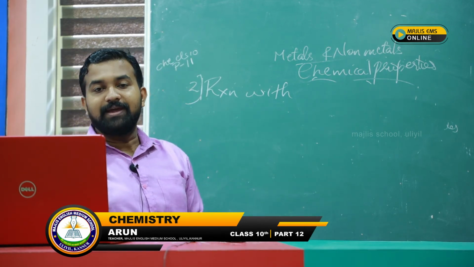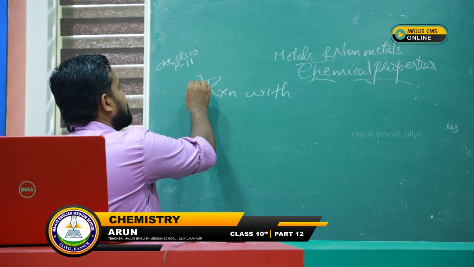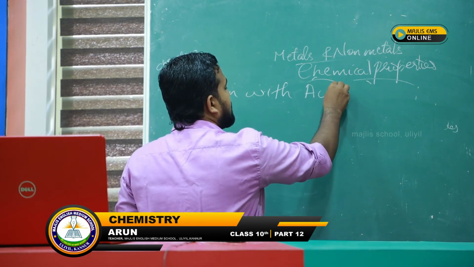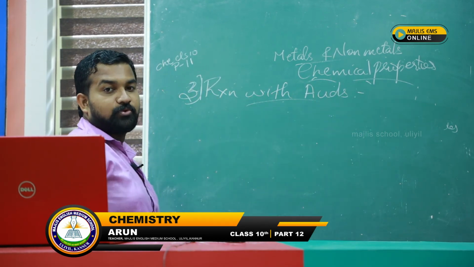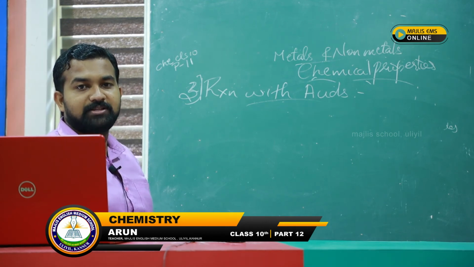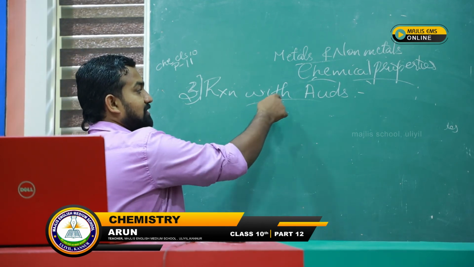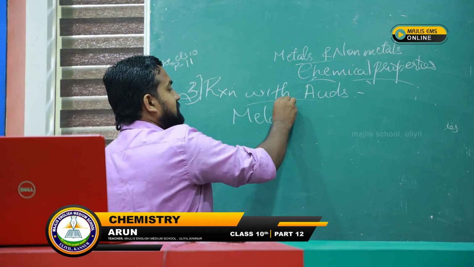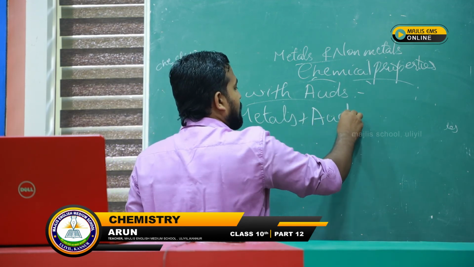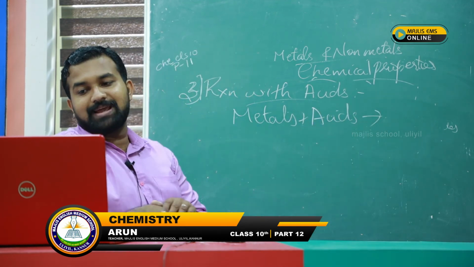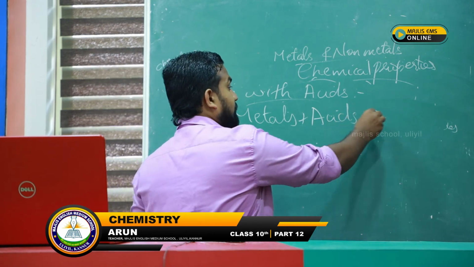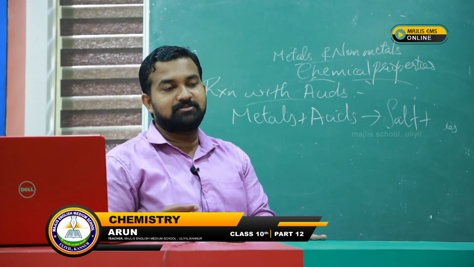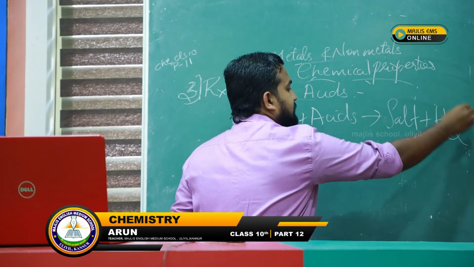Then the third case is the reaction with acids. This we have studied before, isn't it? We have studied it when we studied the case of acids. So, metals, when they are reacting with acids, what will be formed? They will form salt plus what? Plus hydrogen gas. They will form salt plus hydrogen gas.